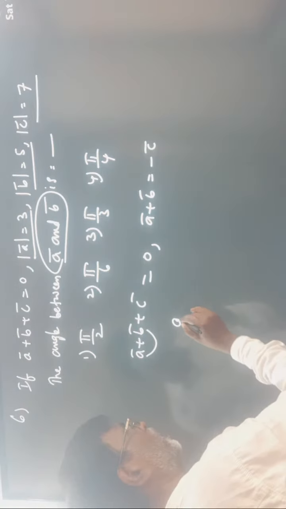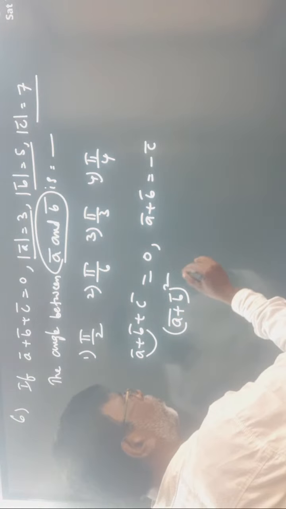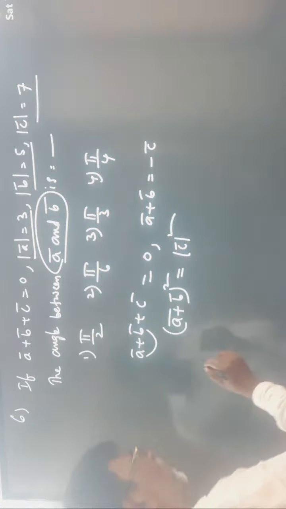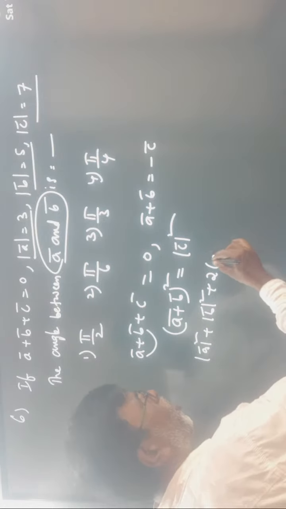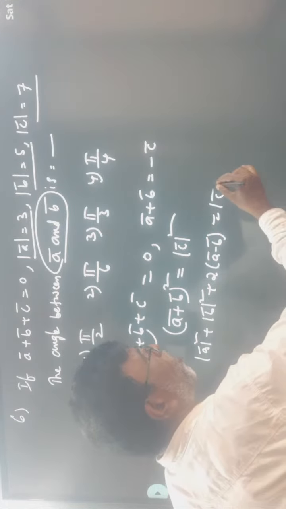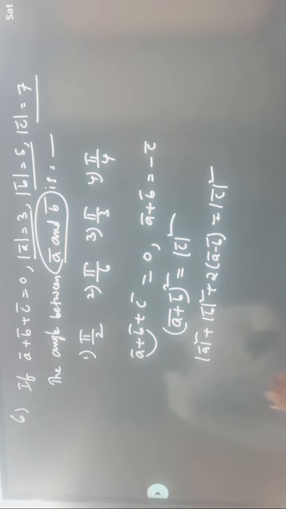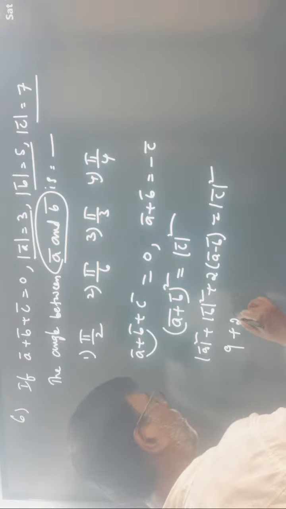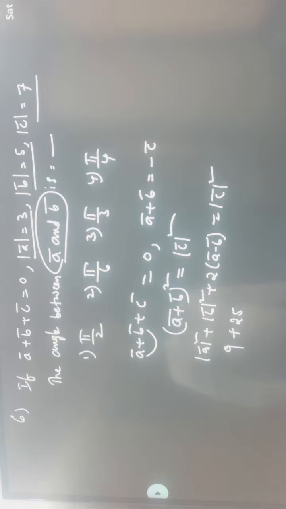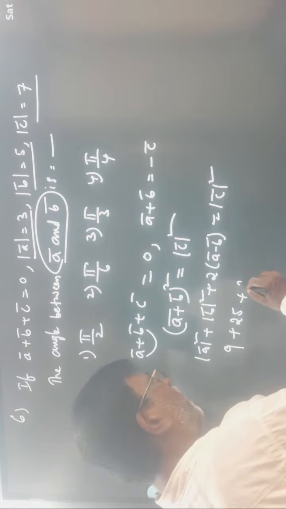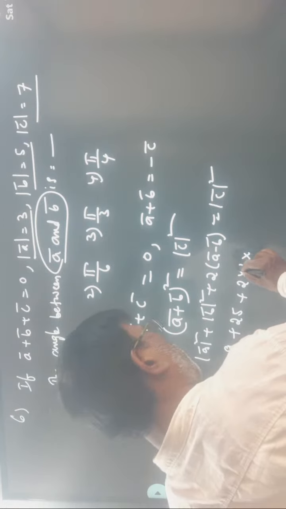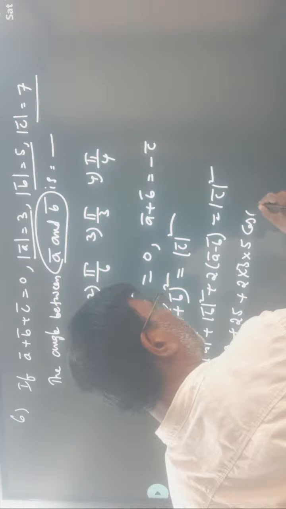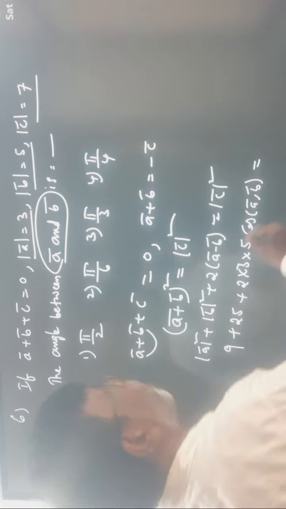Squaring on both sides, A bar plus B bar whole square equals C bar square. Expand this: mod A bar square plus mod B bar square plus 2 times A dot B gives mod C bar square. This is the expansion. Mod A is given as 3, so its square is 9. Mod B is given as 5, so its square is 25. Then 2 into mod A, which is 3, into mod B, 5, into cos of the angle between them, gives mod C square, 49.